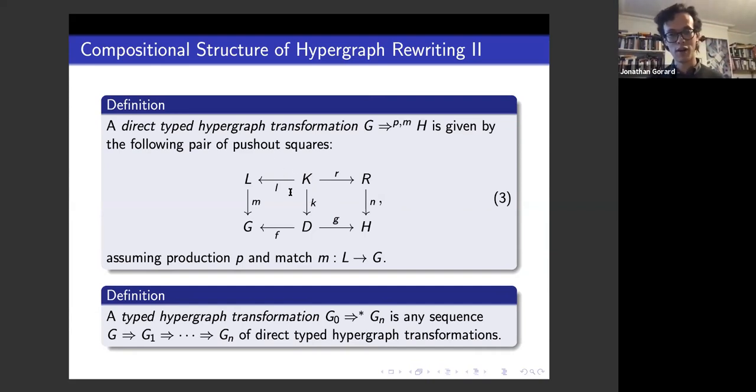Intuitively, what that's doing is saying I take the full hypergraph G, I extract out a subhypergraph that's isomorphic to L, and I leave this invariant subhypergraph K. And then there's a corresponding push-out square on the right, which says I take the right-hand side of the rule R and I glue that back into the invariant subhypergraph, and I get this new hypergraph H as a consequence of applying that rule. So that's how we can encode one of these rule applications. Compositionally, that gives us a direct transformation. And then any transformation between typed hypergraphs that's permitted by these rules is just a sequence of these direct typed hypergraph transformations.